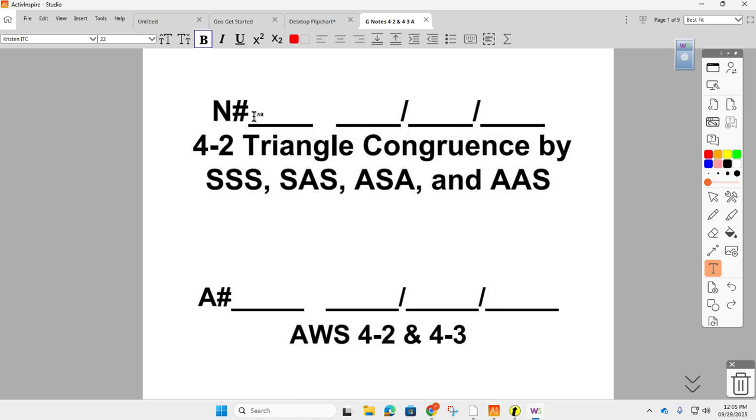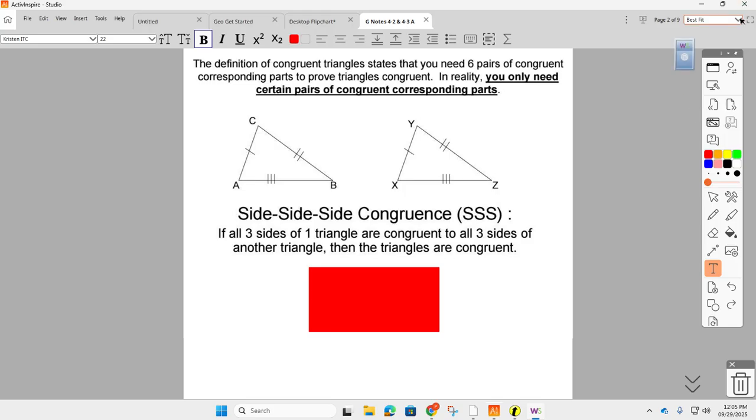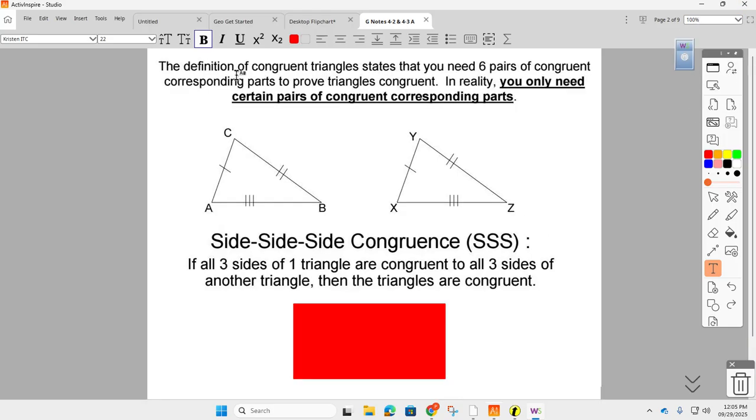There we go. All right, so today we are learning how to use a shortcut to prove triangles are congruent. And four shortcuts, in fact. These are the four postulates that will allow us not to have to prove that all six parts of a triangle are congruent. So this slide says the definition of congruent triangles states that you need six pairs of congruent corresponding parts to prove triangles congruent. But actually, we can prove triangles congruent when particular pairs of corresponding parts are congruent. And that's what we're learning today.